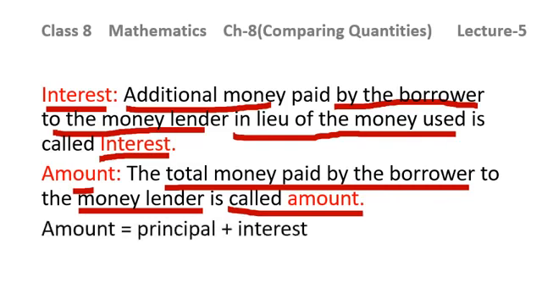So amount is given by the formula: principal plus interest. Principal is the amount which is being borrowed, plus interest is the additional money paid by the borrower to the money lender in lieu of the money used. So the total amount is to be given to the particular person or particular institution from which it is being borrowed.